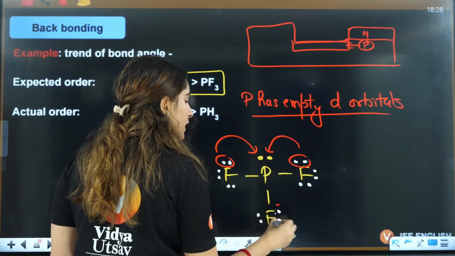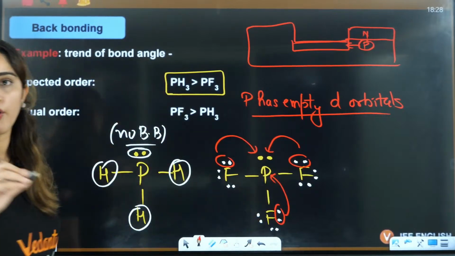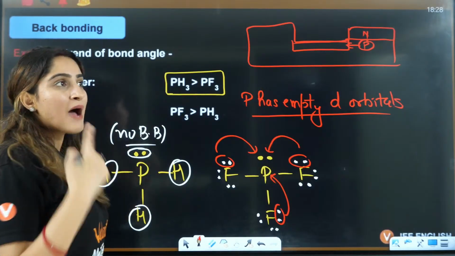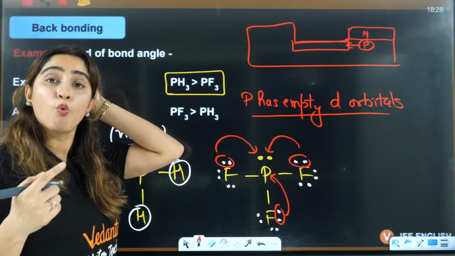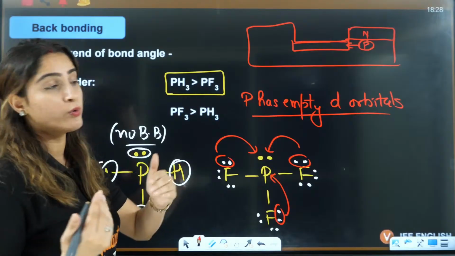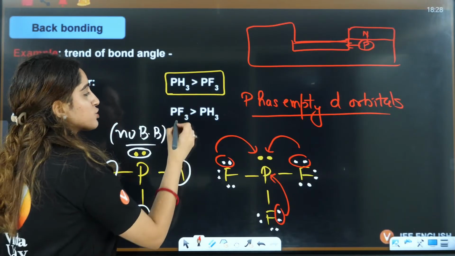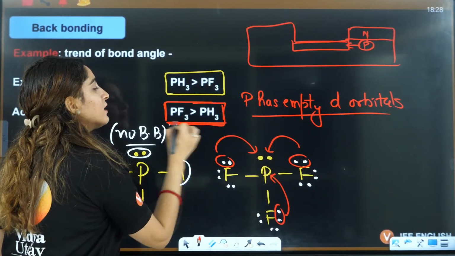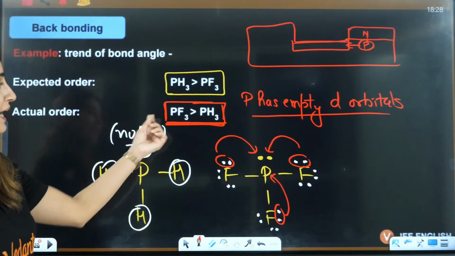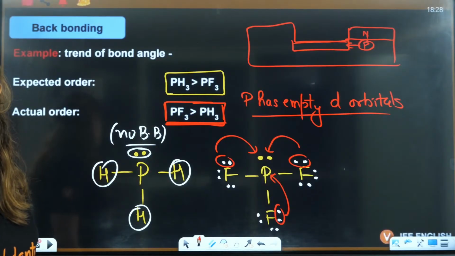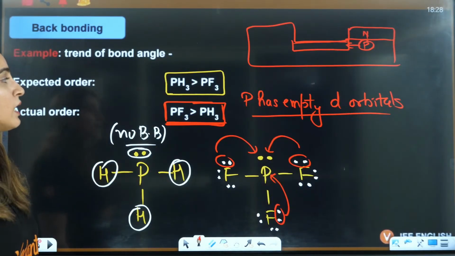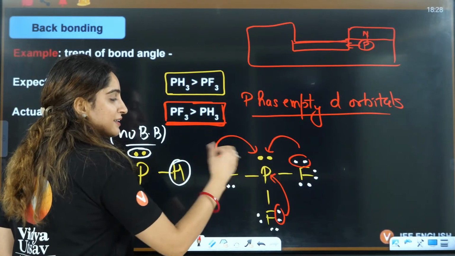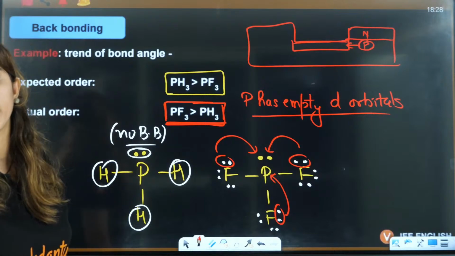Sometimes this will be donated to phosphorus. That is why back bonding will take place, and where back bonding is taking place, the more the back bonding, the more will be the lone pair repulsion, and the more will be the bond angle. So here back bonding is taking place, so that's why the bond angle is going to be more for PF3 as compared to PH3, right? Because of this back bonding, it is going to repel, and that is the reason the bond angle will be more here, right?